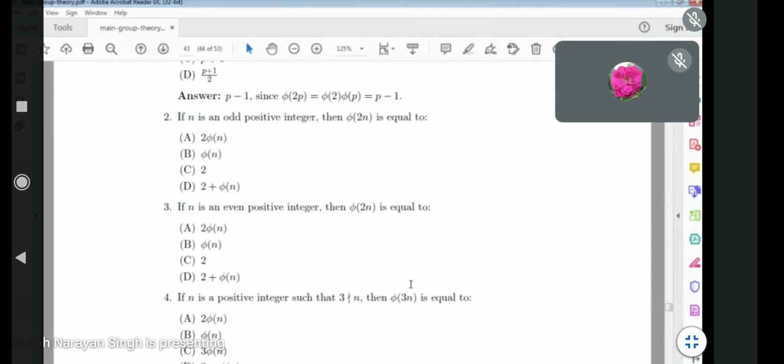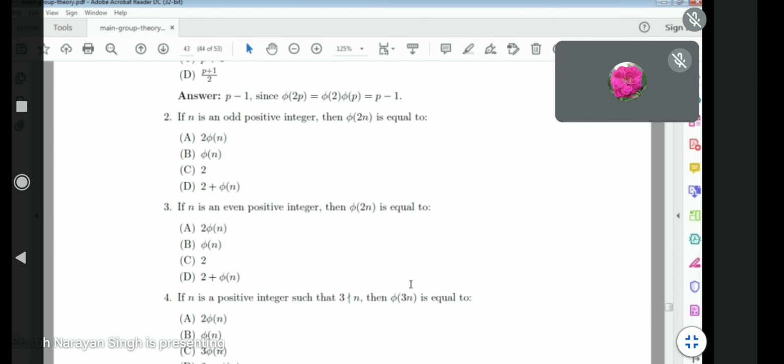Getting my point? Because n is an even positive integer, that means 2 is a factor of n. Then you collect all the factors which are multiples of 2, which can be written as 2 power k, and then finally you can write n as nothing but 2 power k into m. That means 2n is nothing but 2 power k plus 1 into m.